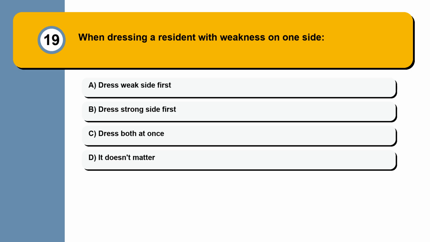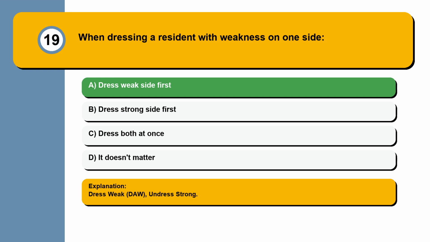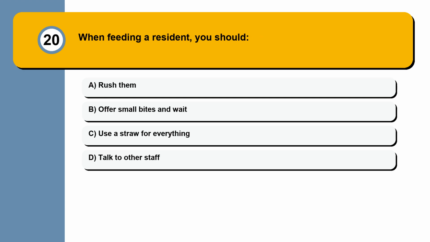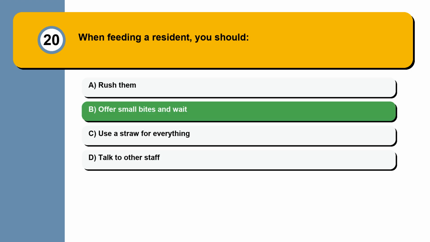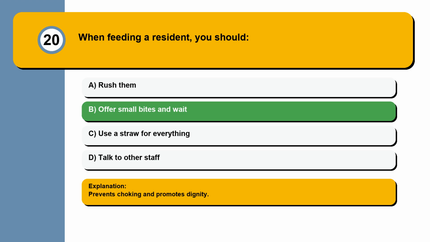Question 19. When dressing a resident with weakness on one side: dress weak side first, dress strong side first, dress both at once, it doesn't matter. Dress weak, undress strong. Question 20. When feeding a resident, you should: rush them, offer small bites and wait, use a straw for everything, talk to other staff. Prevents choking and promotes dignity.